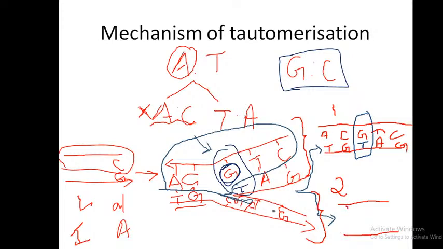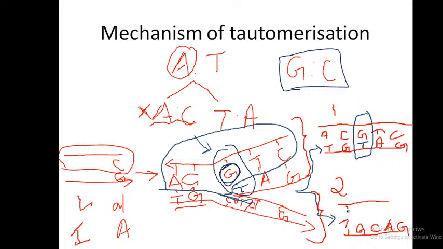And this daughter strand will be normal. That is, we can write the sequence from here. That is T, T, G, C, A, and G.